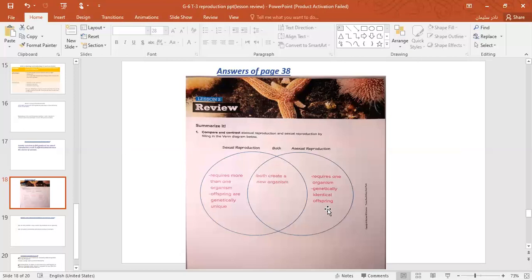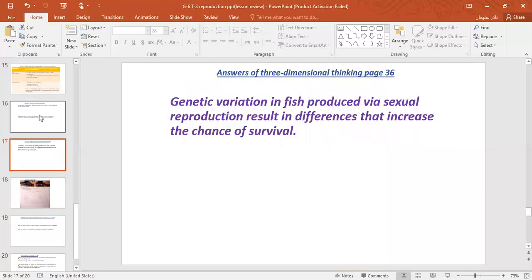The important point that you have to know is that during sexual reproduction, two parents are required and two different sex cells are required. They have to fuse together to form a zygote, and the zygote will grow into an embryo, and the embryo, after a time, will grow into a complete, full organism. Okay, these are the points of the first lesson we took.